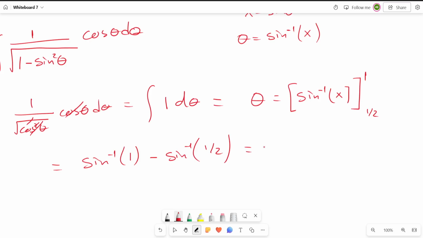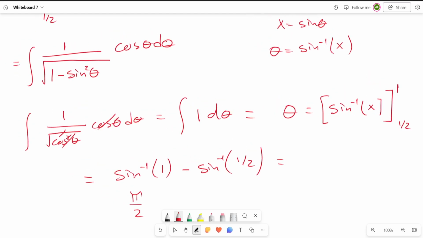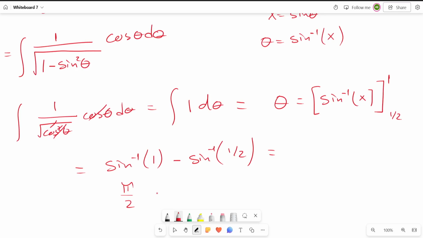This is going to give me an answer of, okay, sine inverse of 1 is basically pi over 2, minus sine inverse of half is basically pi over 6. So pi over 2 minus pi over 6 is equal to pi over 3, and that is my answer over here.